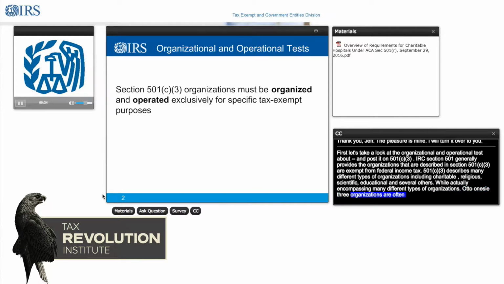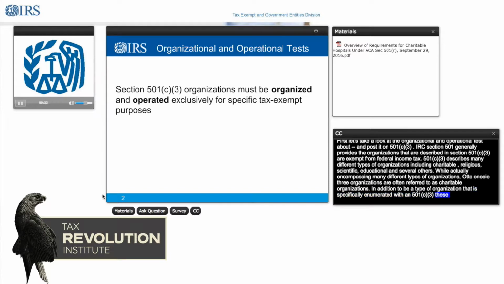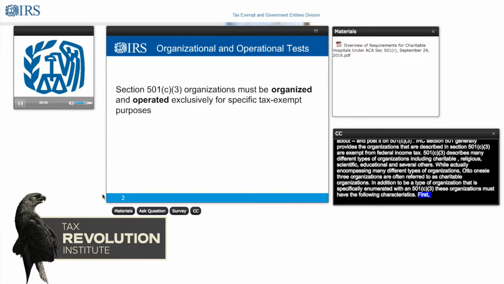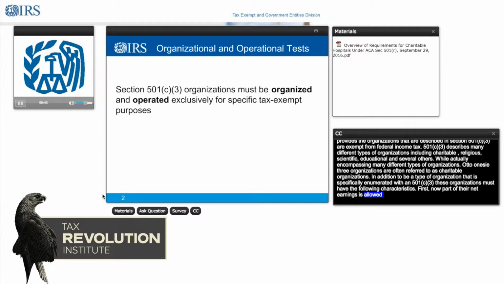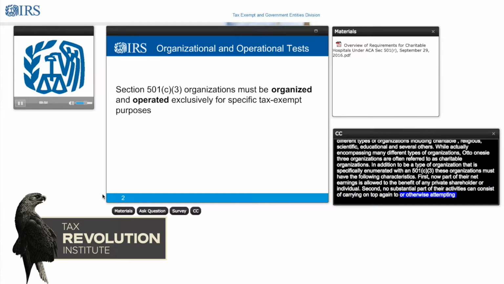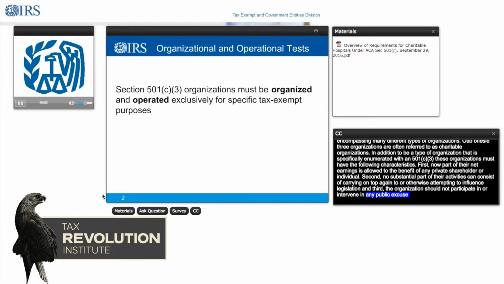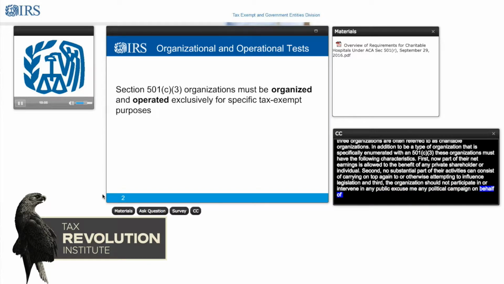In addition to being a type of organization that is specifically enumerated within IRC Section 501c3, these organizations must also have the following characteristics. First, no part of their net earnings is allowed to inure to the benefit of any private shareholder or individual. Second, no substantial part of their activities can consist of carrying on propaganda or otherwise attempting to influence legislation. And third, the organization should not participate in or intervene in any political campaign on behalf of or in opposition to any candidate for public office.